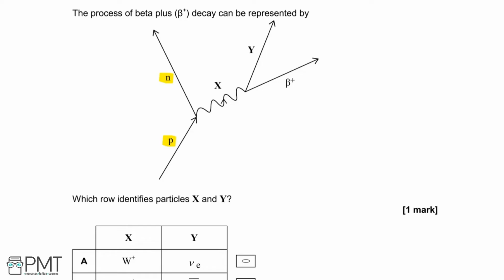Now, if you want to ignore lepton numbers, another way to look at it is that we're producing matter and antimatter from this boson. So a positron is antimatter, so the particle we produce as particle Y needs to be matter. So it would need to be an electron neutrino rather than an electron antineutrino. So the answer can only be A.